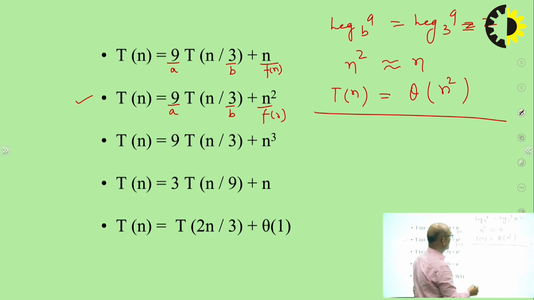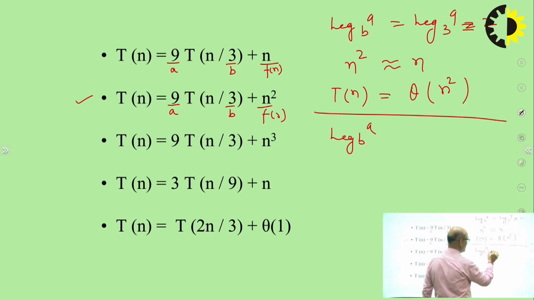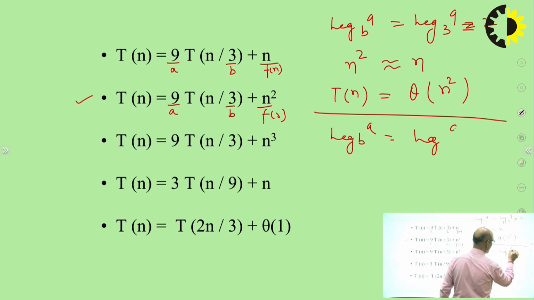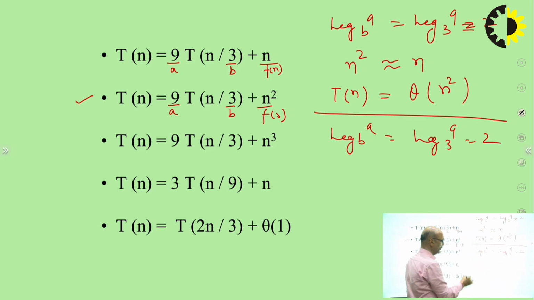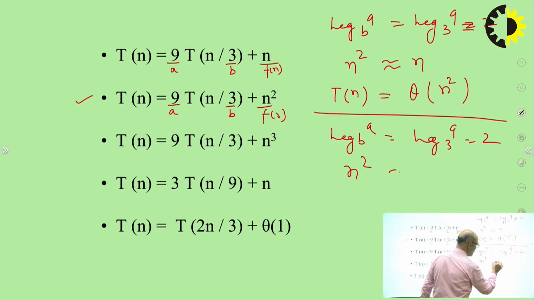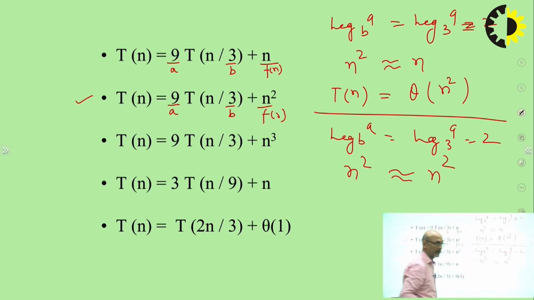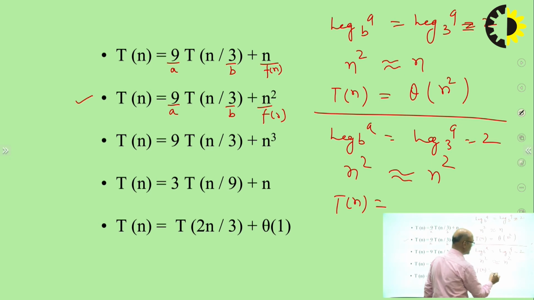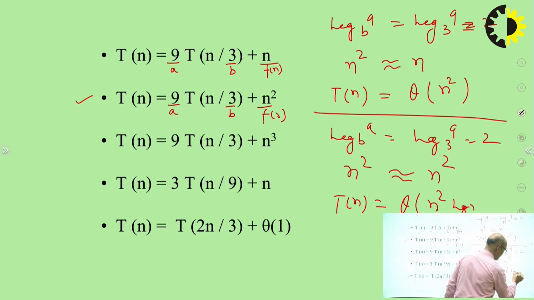First we have to calculate log of a to the base b, which is log of 9 to the base 3, again comes to be 2. Taking the power and comparing it with f(n), now case 2 arises, in which n to the power log of a to the base b is equal to f(n). Then the time complexity T(n) has the solution theta of n to the power log of a base b, exactly this one, n square log n.